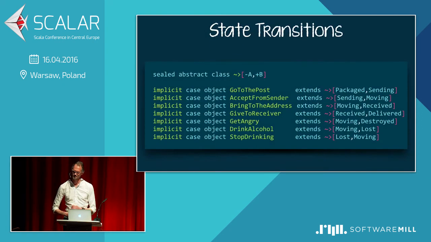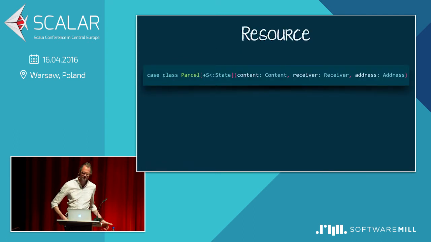Then we need to describe which state transitions are allowed. This one is important. The rest of the examples will be about this state transition, which is from package to sending. We have a couple of others, but they are not relevant for this talk. And of course, this is a type class. So basically, this is our parcel. The interesting part about this resource is that it represents a resource with some properties, and it has state. It does not have to implement anything else. Scala can happily work with something which just has some state as a type.